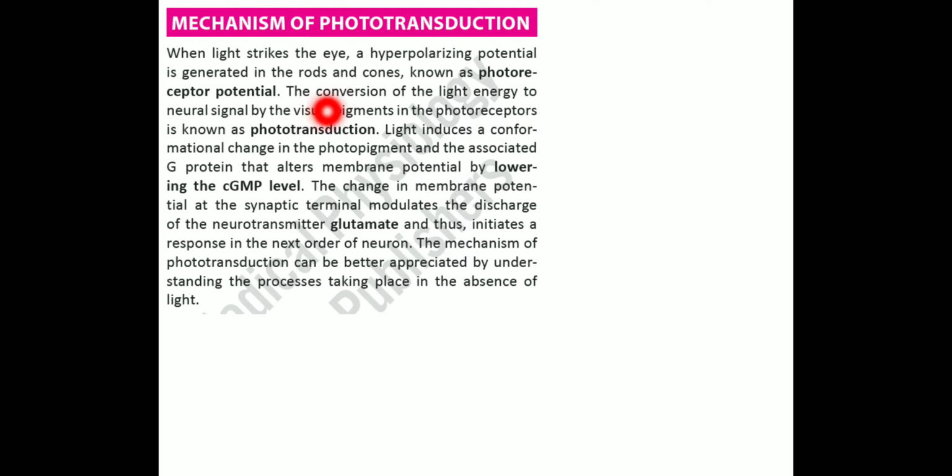Here there is conversion of light energy to a neural signal by the visual pigment in the photoreceptors. This is known as phototransduction. The light introduces a conformational change in the photopigment and the associated G protein that alters the membrane potential by lowering the cyclic GMP level.